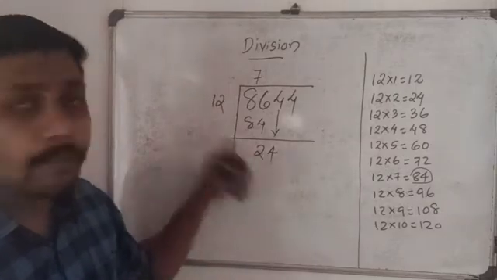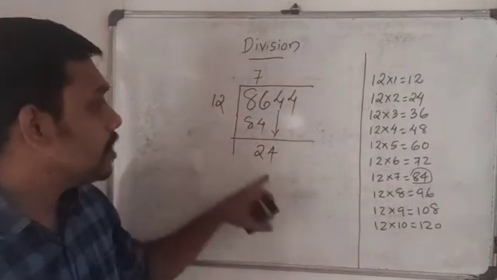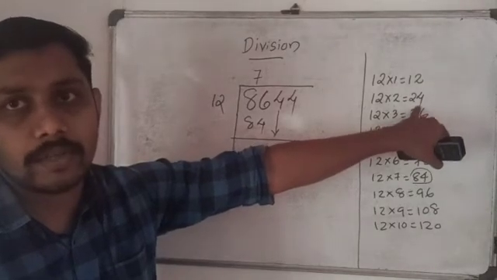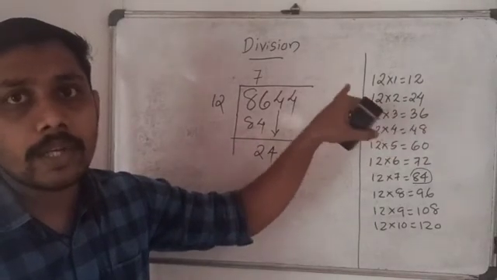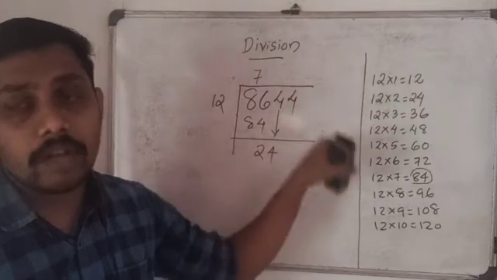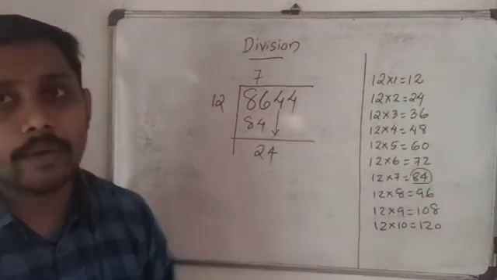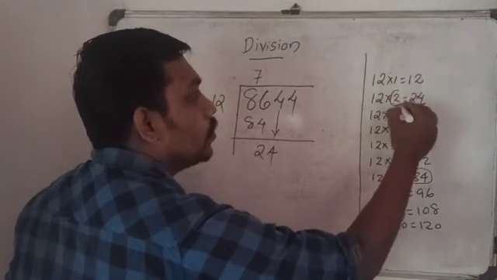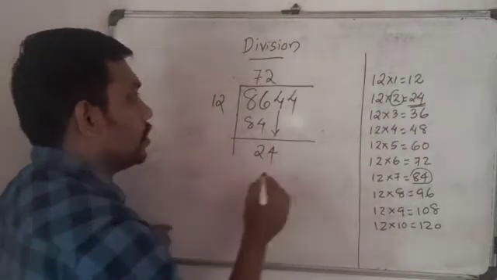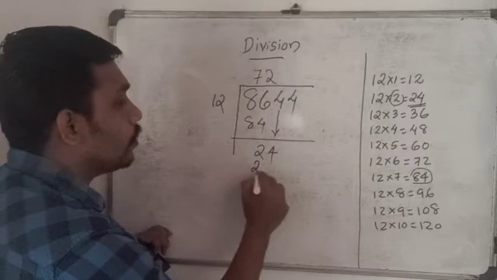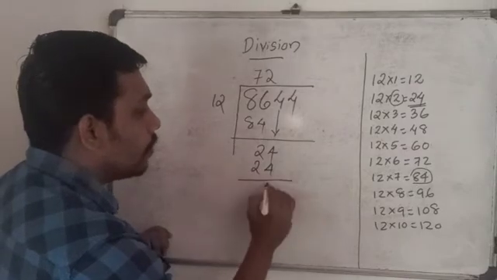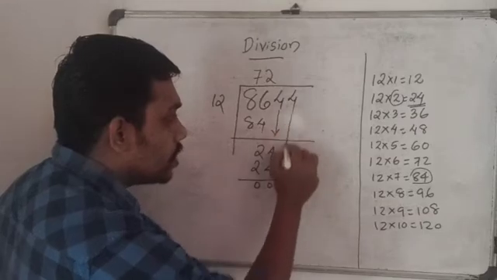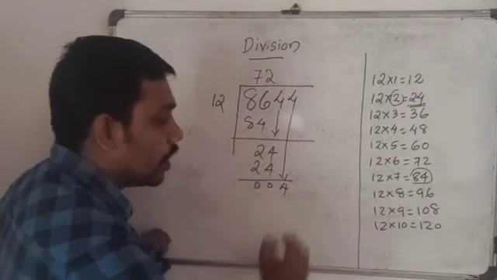Here 24 is the multiple of 12. When 2 is multiplied with 12, it will give the value 24. Then 2 needs to be written here, that 2 12s are 24. So it becomes 0. And we will bring down the next digit, that is 4.